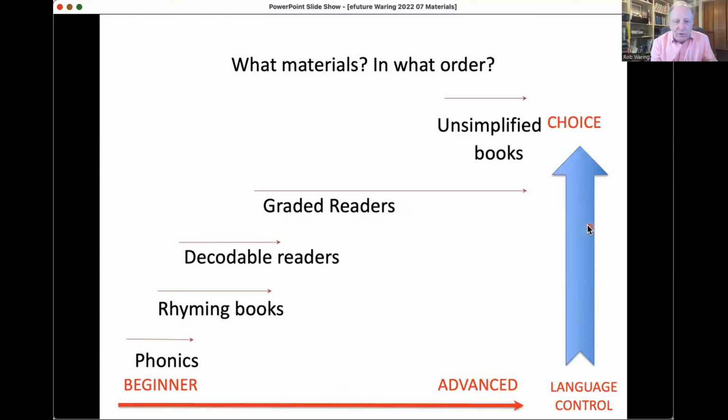So when you're choosing materials, we need to decide if you're going to have a beginning level or an advanced level. We start with phonics, we move to the rhyming books and the decodable books, we move up to graded readers, and then unsimplified materials. Most of your students are probably here, somewhere around here. So graded readers are really, really important for this, yeah? Notice there's a lot more language control at this level, and up here there's much less language control, more unsimplified, a little bit more random input, where this is still quite controlled in many ways, designed to be controlled.